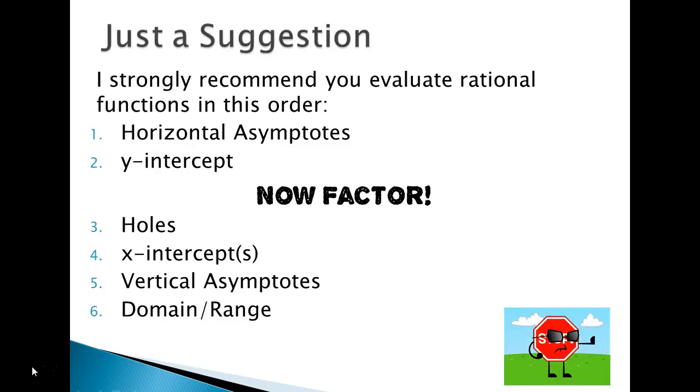Just a suggestion. I strongly recommend that you do things in this order. First, you find horizontal asymptotes, then the y-intercept, and then you factor. After you factor, you're going to find holes. You're going to cancel out the holes, then find x-intercepts, vertical asymptotes, and the domain and range.